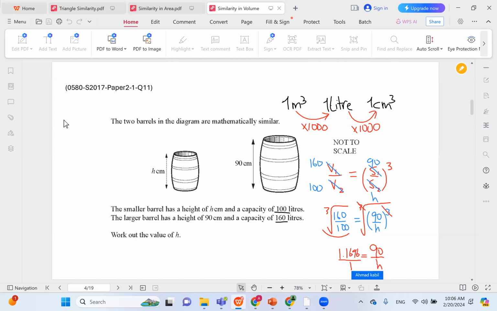We do over 1 and we cross multiply. And we get 1.1696H equals 90. And then we divide by 1.1696 on both sides to get rid of this number here. Finally, we divide 90 by 1.1696 and we get H equals 76.949 or just 76.95 or even 77 would work.